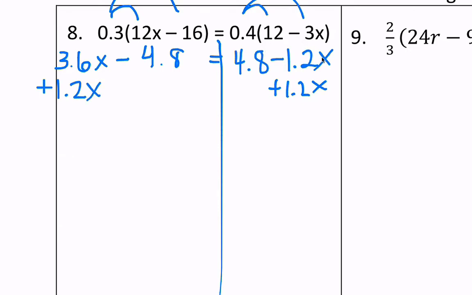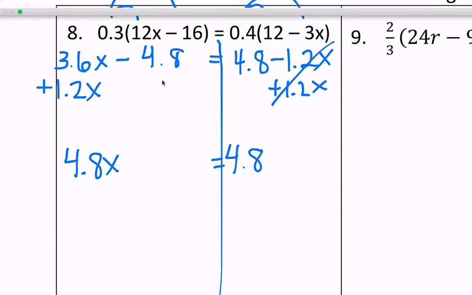Okay, so I know this minus 1.2x and this positive 1.2x cancel. So the only thing left on the right-hand side that's going to drop down is that 4.8. Keep your equal sign on your line. On the left-hand side, we had 3.6x's. We added 1.2x's, so that's going to give me a total of 4.8x's. And then I can't forget about this minus 4.8, and that will just drop on down.